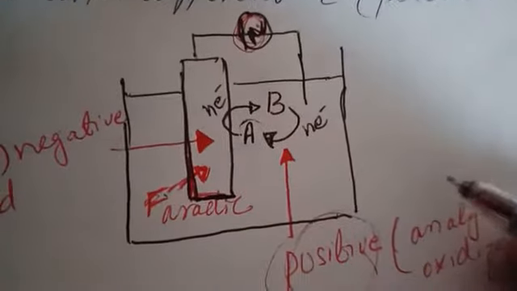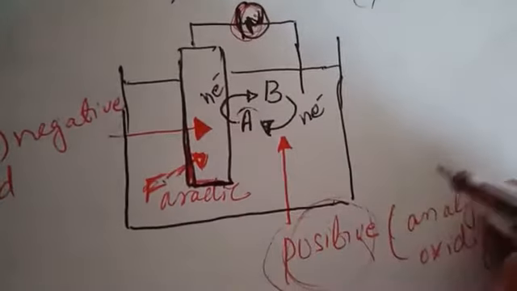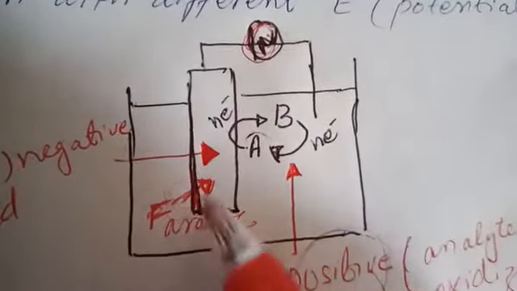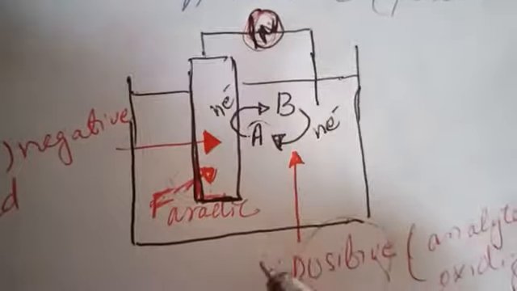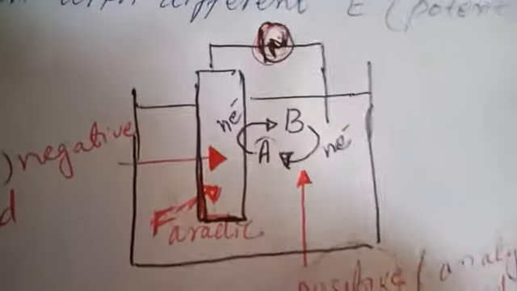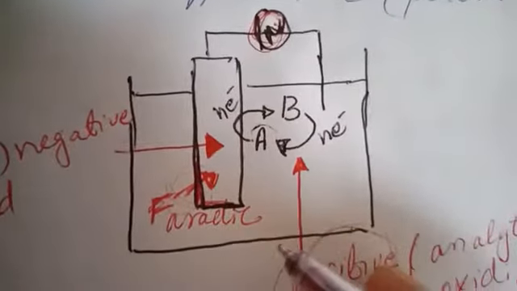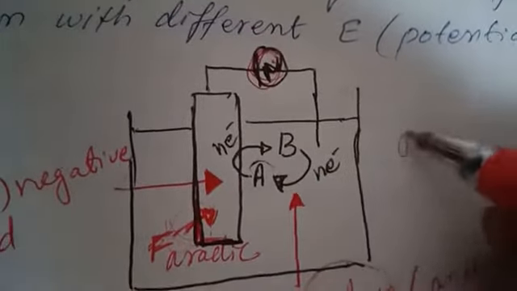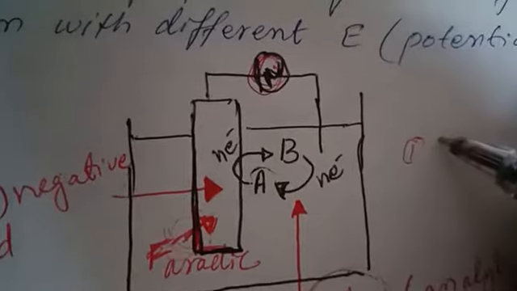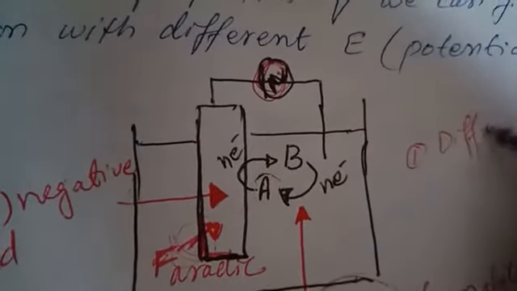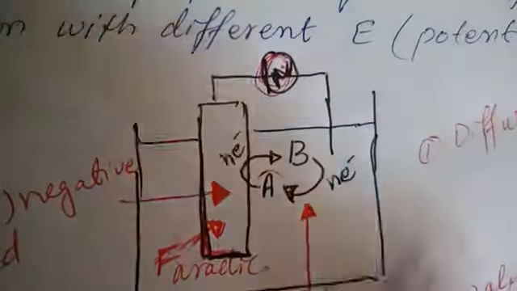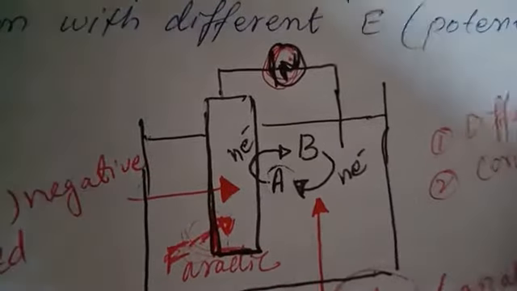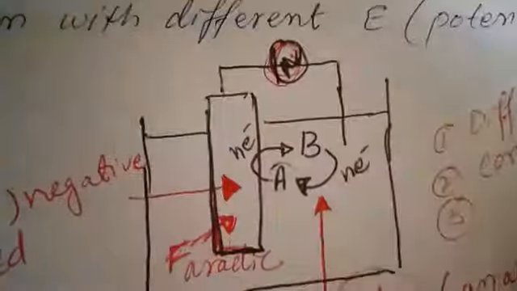And all electrochemical processes other than heterogeneous electron transfer are known as non-faradaic processes, and the current produced due to these processes is known as non-faradaic current. So there are three types of non-faradaic processes. One is diffusion, second is convection, and the third one is migration.